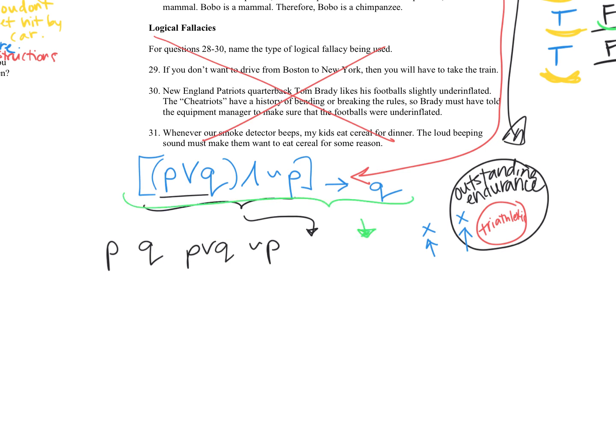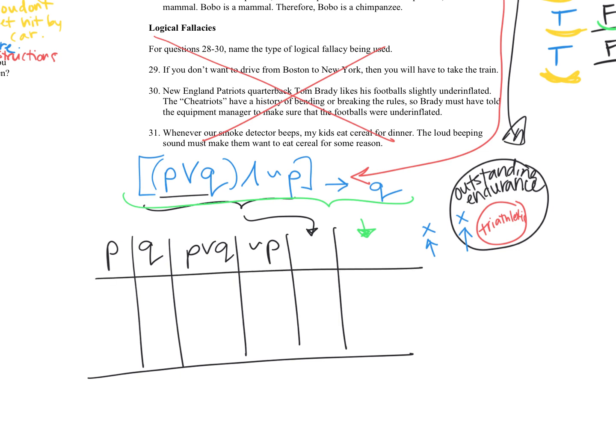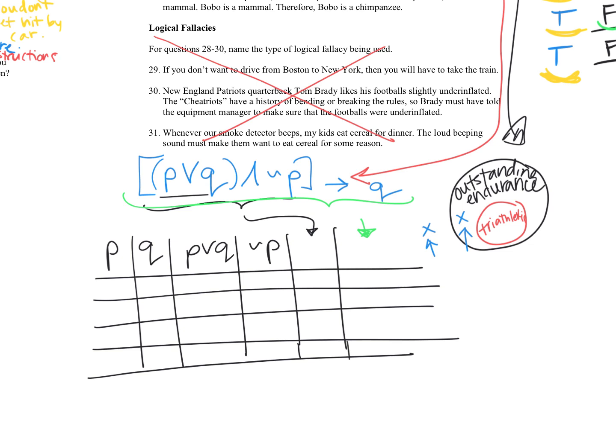So instead of rewriting it, I'm just going to draw those arrows. We only need 4 rows again. And we start our process: true, true, false, false, true, false, true, false. So now P or Q, that disjunction means at least one of those is true. So we'll get true, true, true, and then false. The negation of P, that just negates everything in P, the first column. So it'll be false, false, true, true.